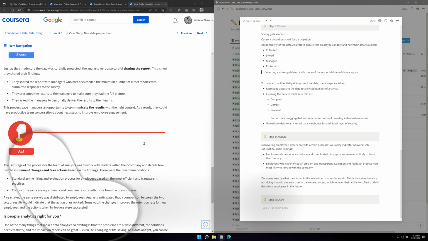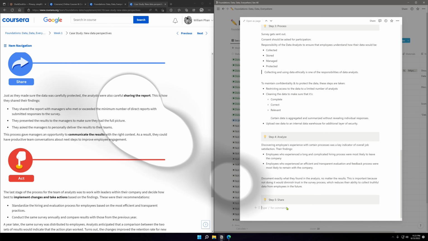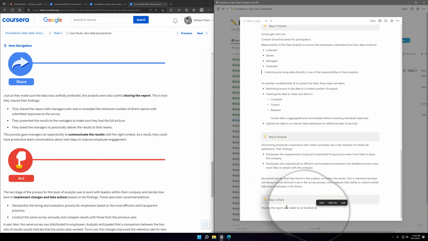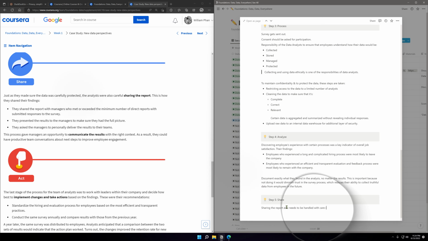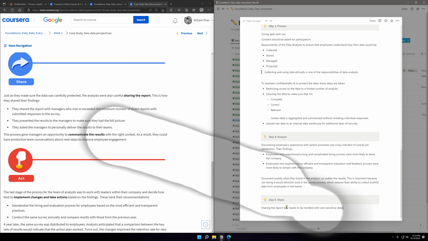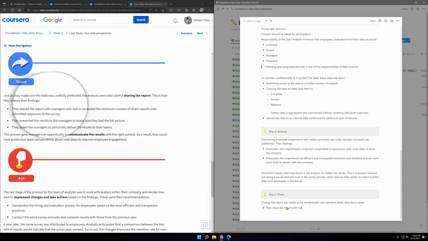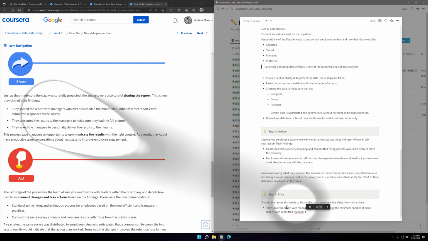Share. The report also needs to be handled with care. How this is done: they share the report with managers who met or exceeded the minimum response to the survey.